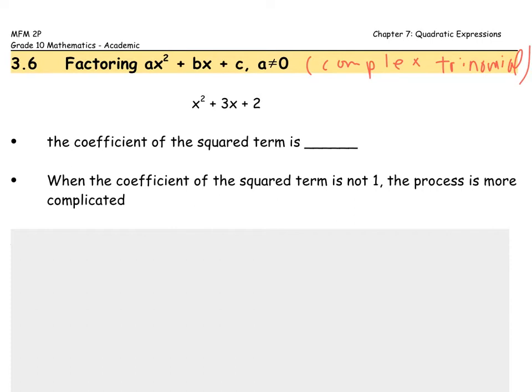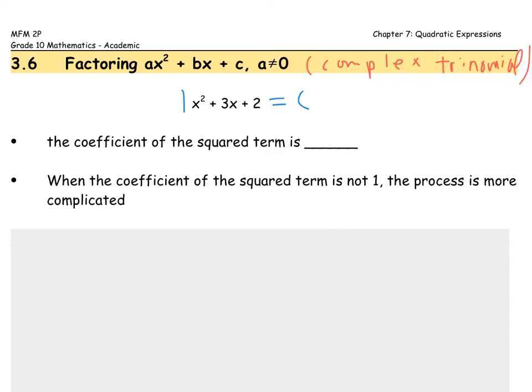So what we've been doing so far has involved looking at a trinomial. Here's my squared term, my linear term, and my constant term, right? But I'm not sure if you clued into this, but in every single factoring of a trinomial that we've seen so far, the coefficient of your squared term has always been a 1. And that's what allows us to quickly factor this, right?